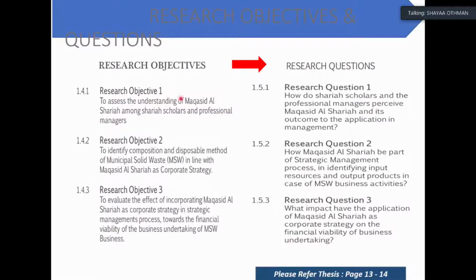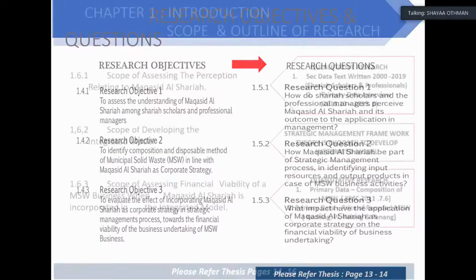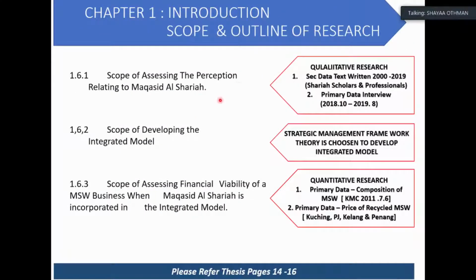Normally you can do this first and then create the objective later, or we have the objective first and then this. It doesn't matter, either one is okay. Okay, so we have the scope. The scope of study. As we mentioned earlier, there must be some scope of study. The scope is assessing the perception of reticulation.